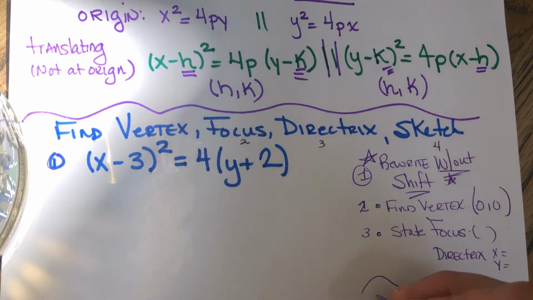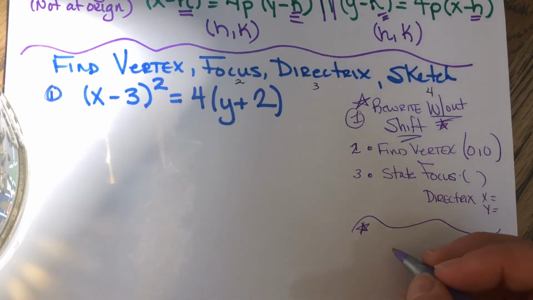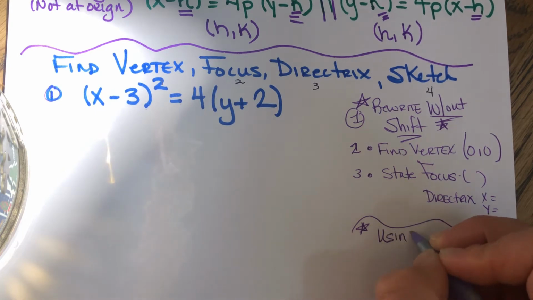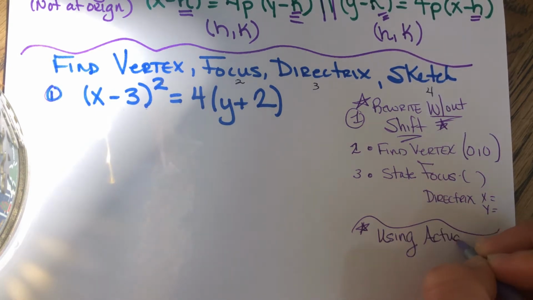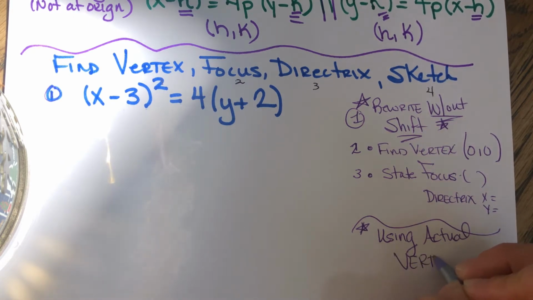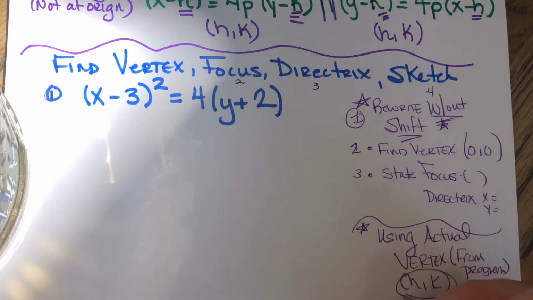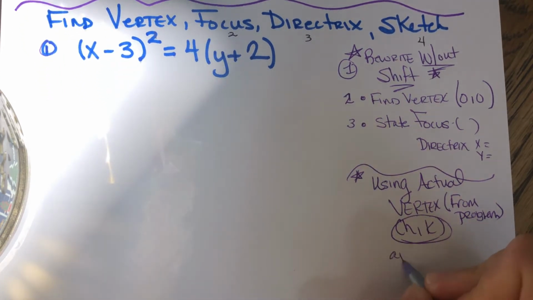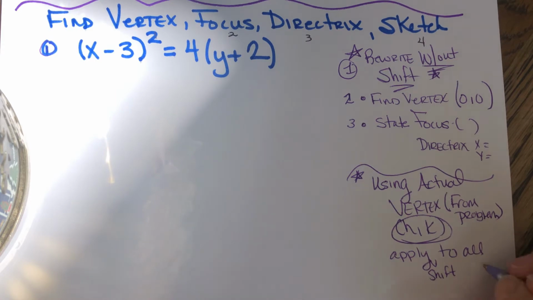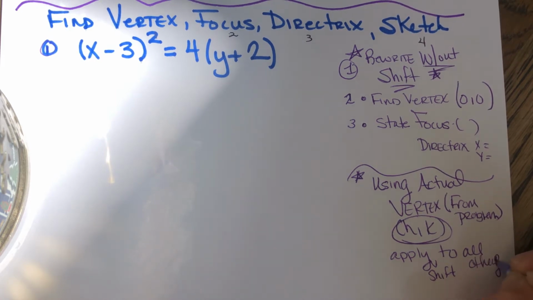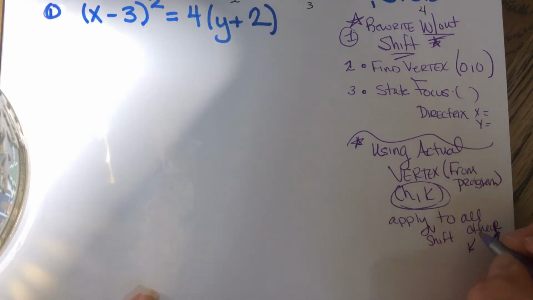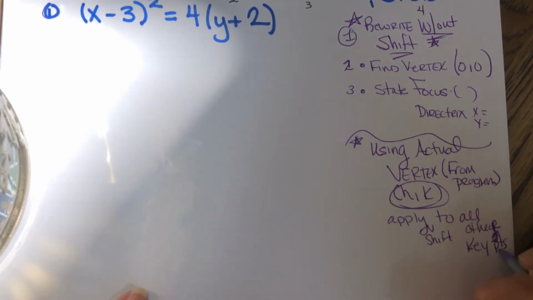And then from there, using your actual vertex, which means from the problem, the actual h and k, using that, you will apply this shift to all the other key points. Okay, so write that down.